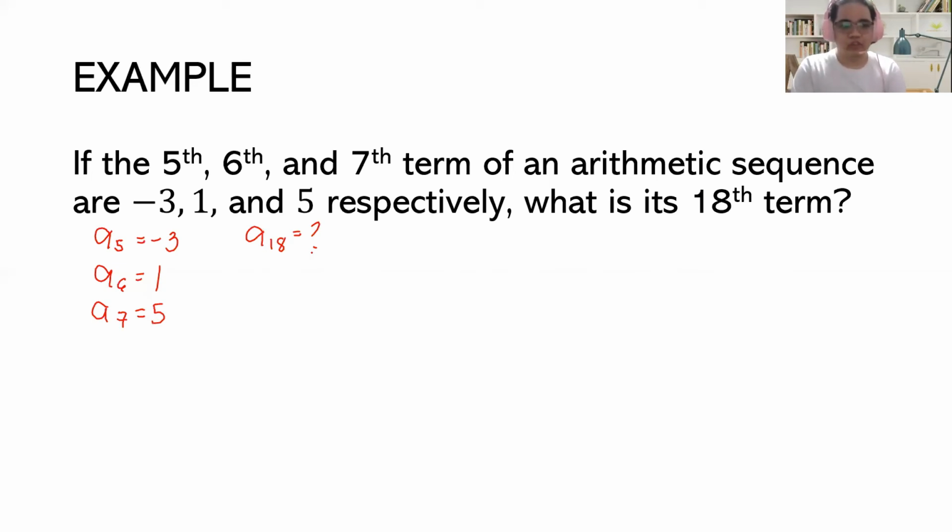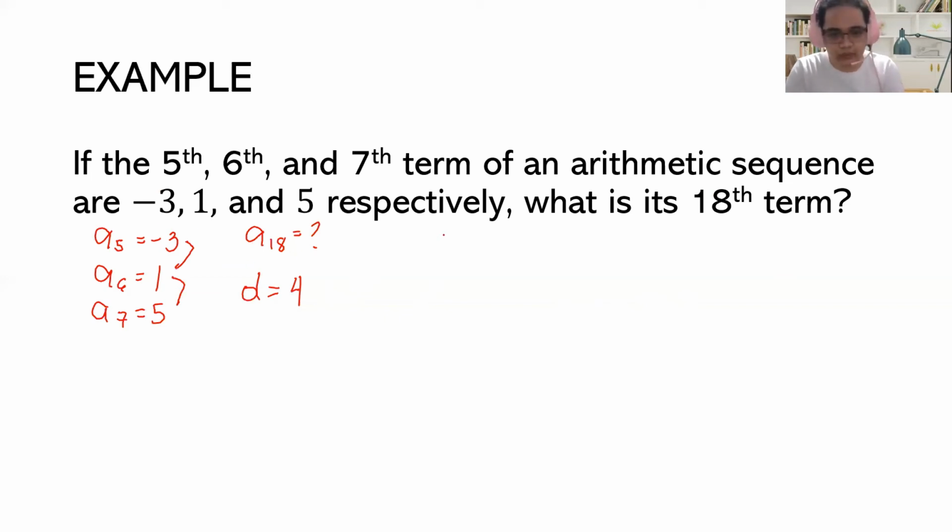Ayan. So kung makikita nyo, since magkakasunod naman to, 5th, 6th, and 7, we can get the common difference. So yung negative 3 naging 1, tapos yung 1 naging 5. So therefore, the common difference is 4. So since may common difference na tayo, we just need to find the first term. Okay? Paano natin makuha yung first term? Kahit anong gamitin nyo dyan, makukuha nyo yung first term.